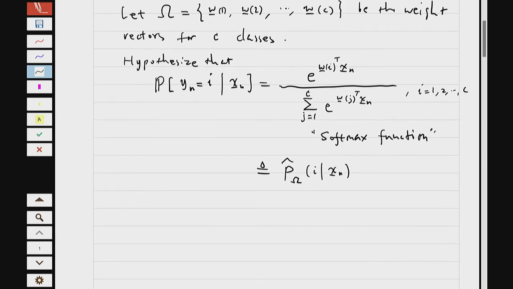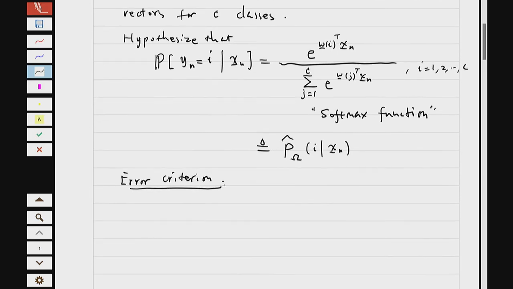And then, of course, the error criterion would also be naturally extended. We're going to use the log loss error again. En for the nth item is minus log of the probability that you estimate for yn given xn. This is exactly the same as our binary case. No change there.